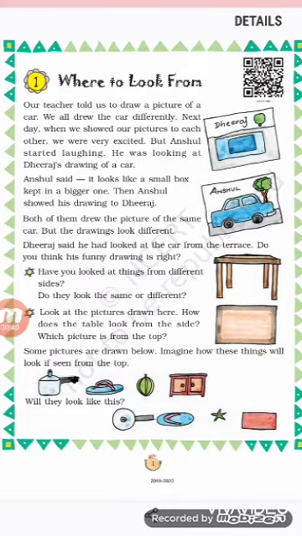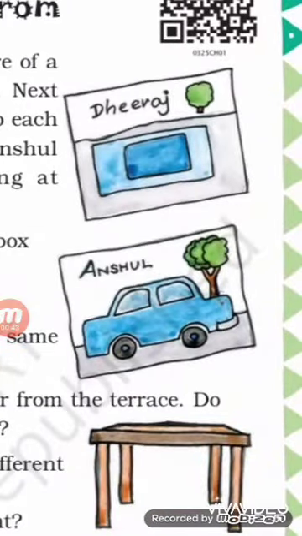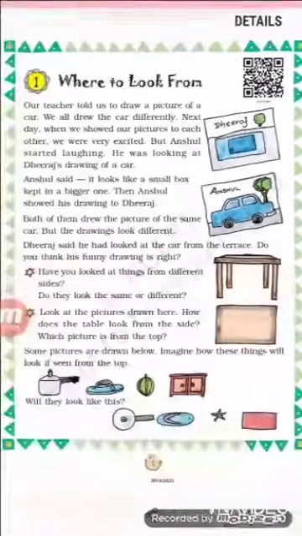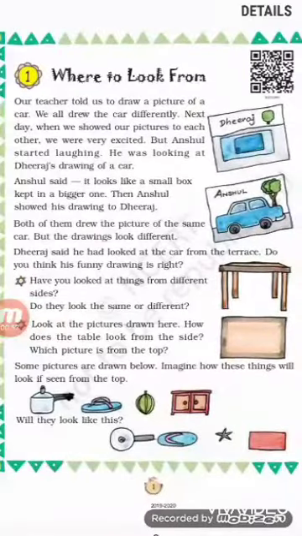Why? You can see in the picture here. See, the first picture is the drawing of Dheeraj's car and the second one is Anshul's car. Do both the cars look the same? No, they look different. Why? I will tell you. Anshul has seen the car from the side view. Means he can see the wheels of the car, he can see the windows of the car. Means Anshul can see the whole portion of the car, the whole car properly. So he has drawn the car like that. Means he has drawn from the side view of the car.